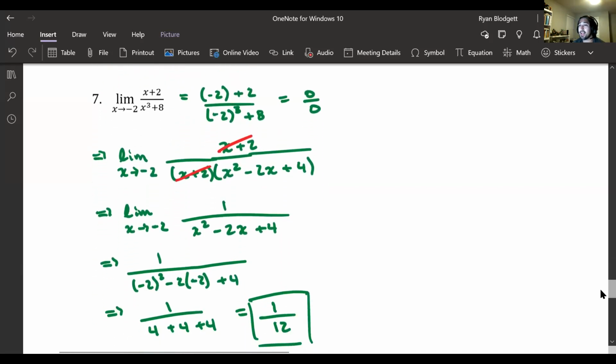All right. And then the last one. I hope you remember how to factor a sum of cubes. If not, well, you're probably on a computer, so you can Google it, right? Factor a sum of cubes, which is what Ryan did. x cubed plus 8 factors to (x plus 2)(x squared minus 2x plus 4), where your x plus 2's will cancel, leaving you with 1 over (x squared minus 2x plus 4), where it's now safe to plug in -2, simplify, and you get 1/12. Any questions on that one?